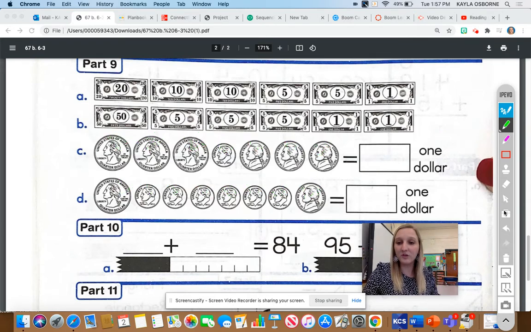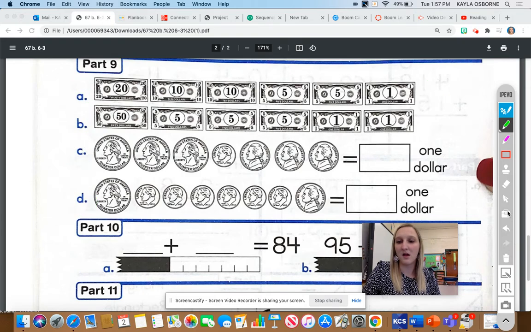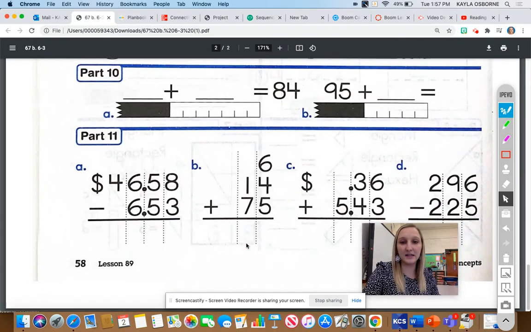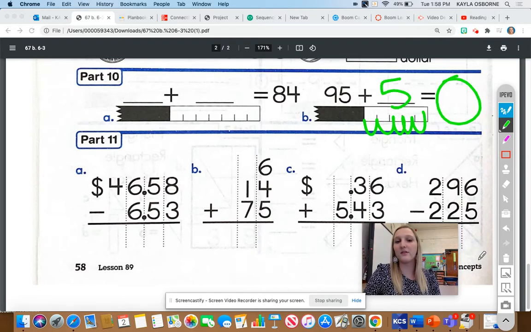Okay, so solve those problems, part A, B, C, and D. And over here, you're putting the dollar amounts. Okay, part 10, you start with 84. You have to subtract to find the missing number. You're going to subtract 1, 2, 3, 4, 5, 6, 7. 84 minus 7 equals. Then we have 95 plus 1, 2, 3, 4, 5. 95 plus 5 is what?